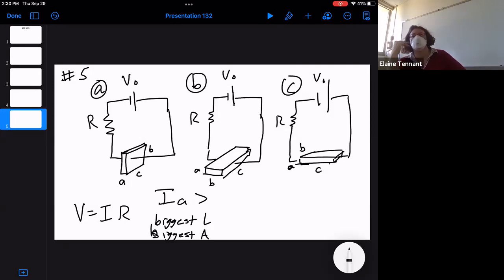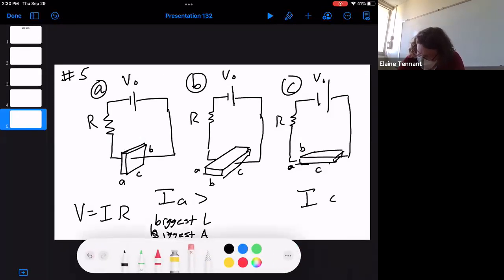Which one's going to have the least amount of current? So the biggest resistance and the lowest current. C, I like C, because that's the one where the current has the longest path to get through, right? This has the smallest L. This has the largest L. Perfect. Largest L. It's actually got the smallest A.